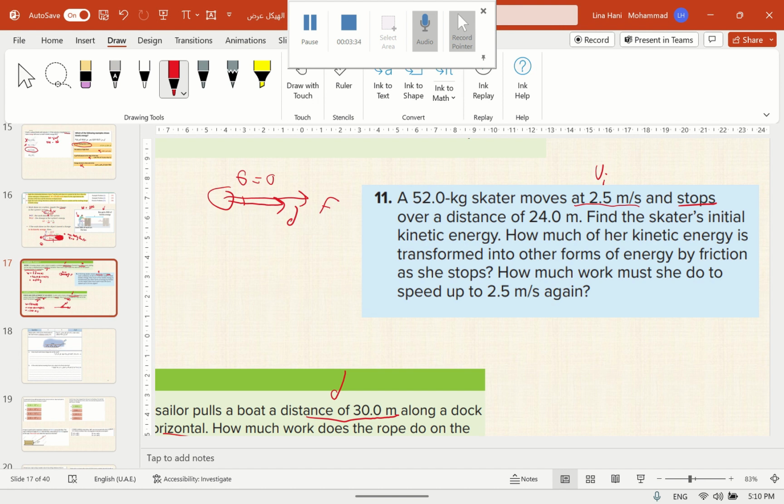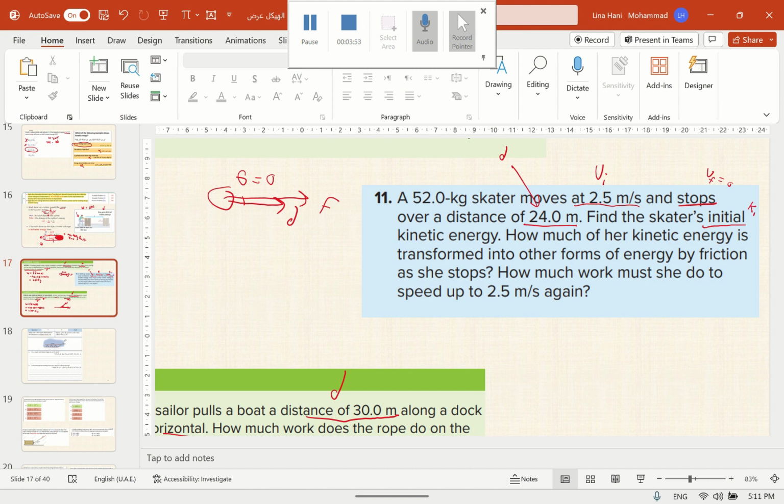So this is its final velocity. It is 0. Over a distance of 24 meters. So this is the distance that she covered while decelerating. Find the skater's initial kinetic energy. So he wants me to find the kinetic energy at the beginning, before she decelerates. How much of her kinetic energy is transformed into other forms of energy by friction as she stops, and how much work must she do to speed up to 2.5 meters per second again?